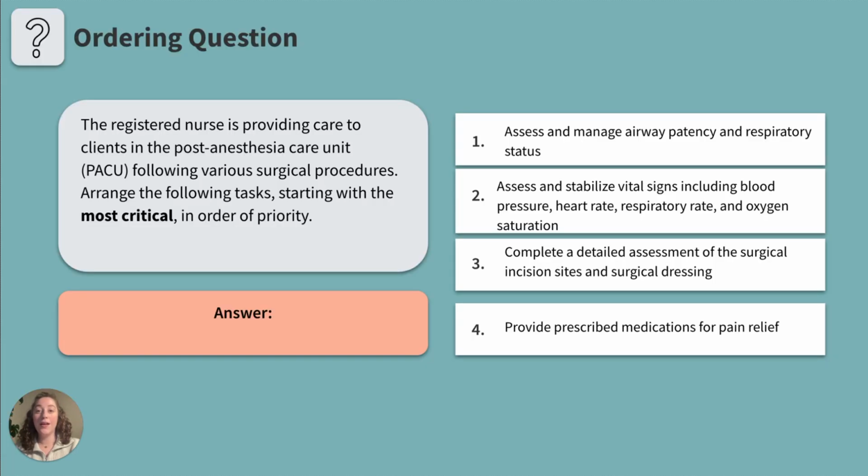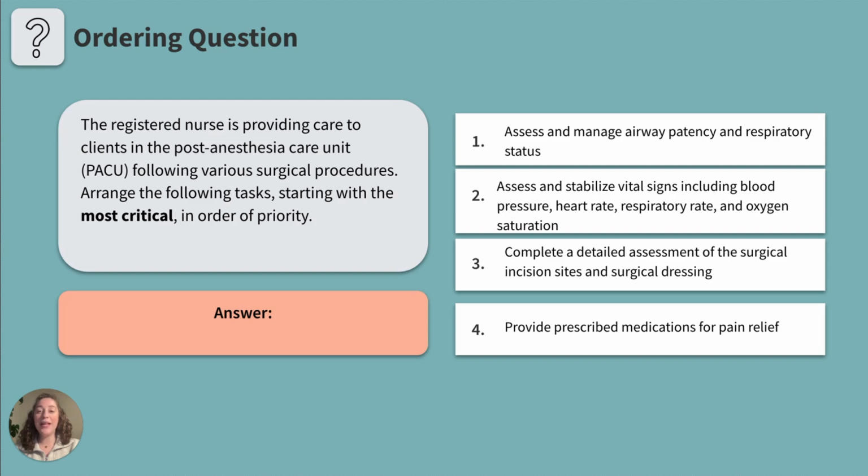The registered nurse is providing care to clients in the post-anesthesia care unit following various surgical procedures. Arrange the following tasks starting with the most critical in order of priority. 1. Assess and manage airway patency and respiratory status. 2. Assess and stabilize vital signs including blood pressure, heart rate, respiratory rate, and oxygen saturation. 3. Complete a focused assessment of the surgical incision site and surgical dressing. 4. Provide prescribed medications for pain relief.